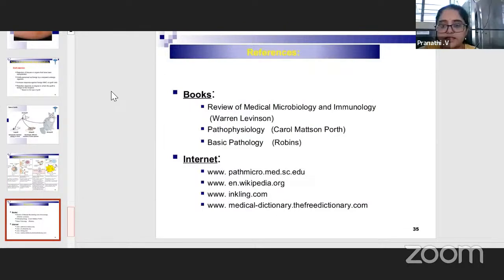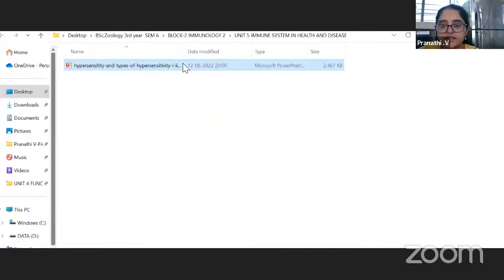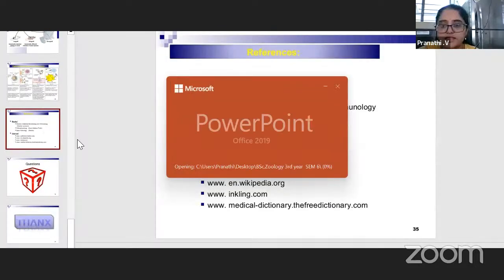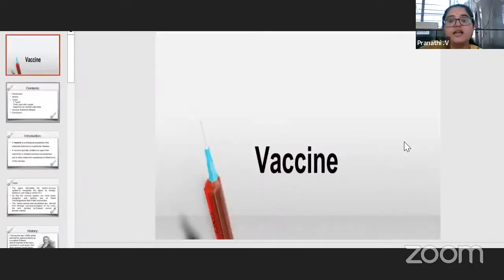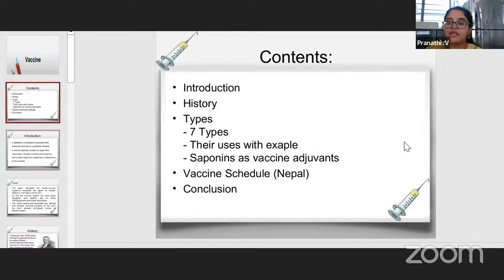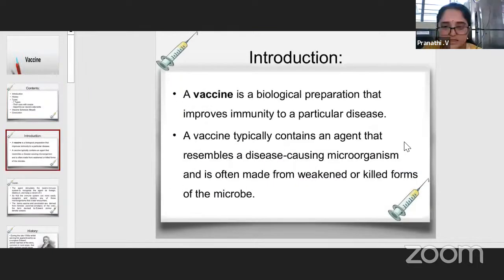So what exactly are vaccines? What are the types? What are the uses? We just have a brief introduction. These vaccines are going to improve your immunity to a particular disease. It contains an agent that resembles a disease-causing microorganism.